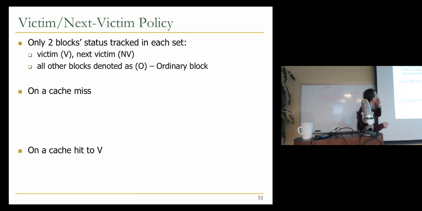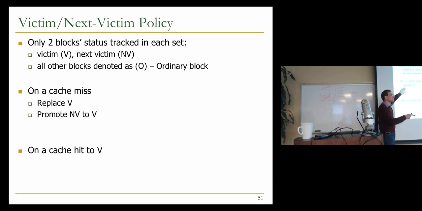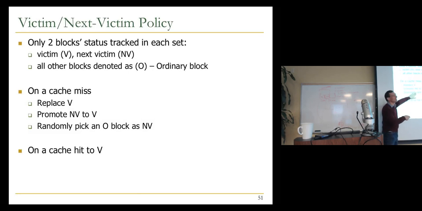OK, let's look at victim, next victim, and that'll be the end of this lecture. This is a simple policy that keeps track of only two block statuses in each set: victim and the next victim. All other blocks are denoted as ordinary. So on a cache miss, you replace the victim block and promote next victim to victim. That's going to be the next one to be replaced. And randomly pick an ordinary block as next victim.